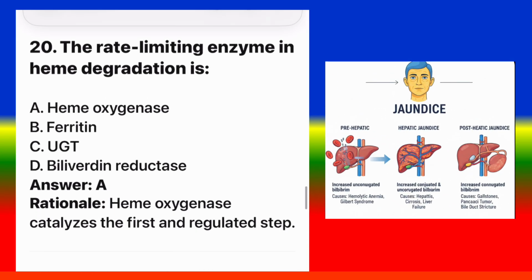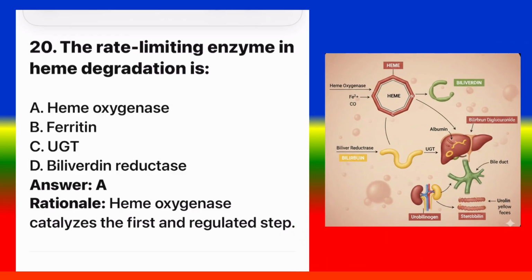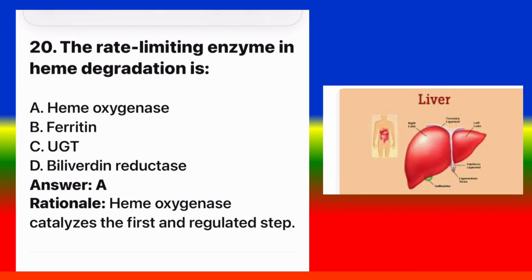20. The rate-limiting enzyme in heme degradation is: A. heme oxygenase, B. ferritin, C. UGT, D. biliverdin reductase. Answer A. Rationale: Heme oxygenase catalyzes the first and regulated step.